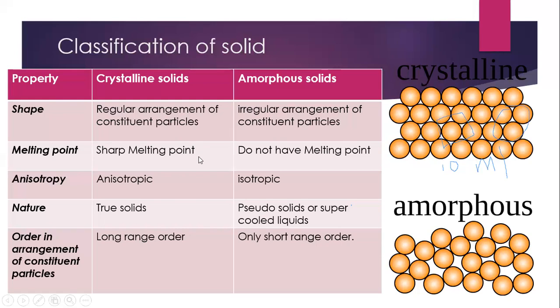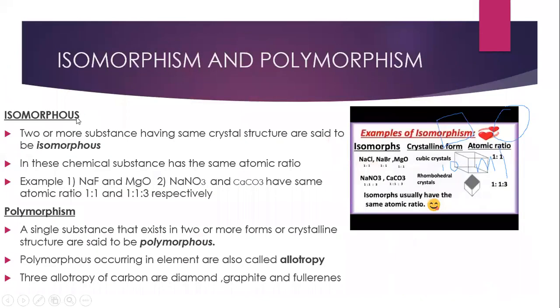Next, another term we have to study, that is isomorphous and polymorphous. The word isomorphous means, iso मतलब क्या होता है, same, morphous means form, same form, same structure, means two or more substances having the same crystal structure are called isomorphous.